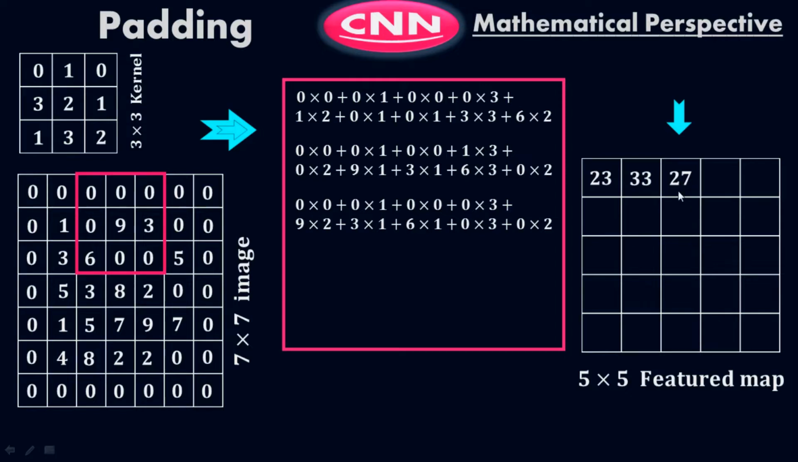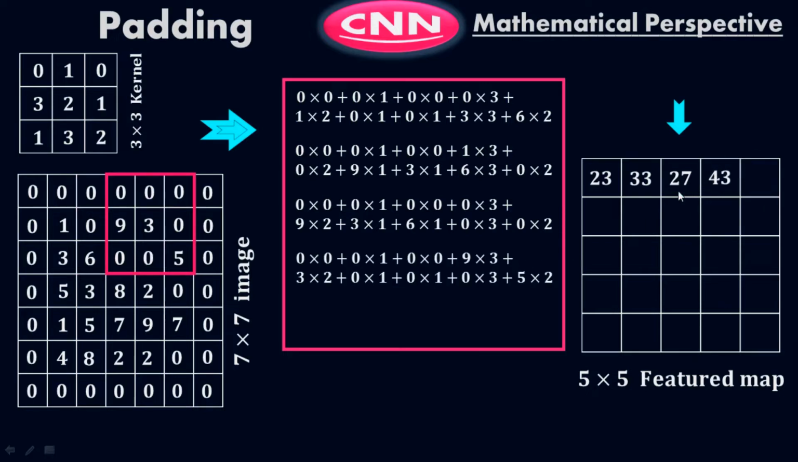Now leave the third column and pick this 3 by 3 matrix. Again, take a product with the kernel. You will get this fourth value, which is 43. 0 times 0 plus 0 times 1 plus 0 times 0 plus 9 times 3 plus 3 times 2 plus 0 times 1 plus 0 times 3 plus 5 times 2.